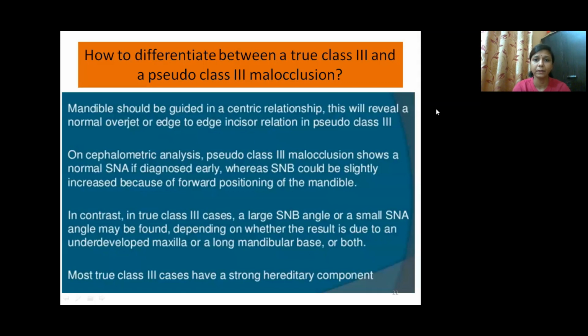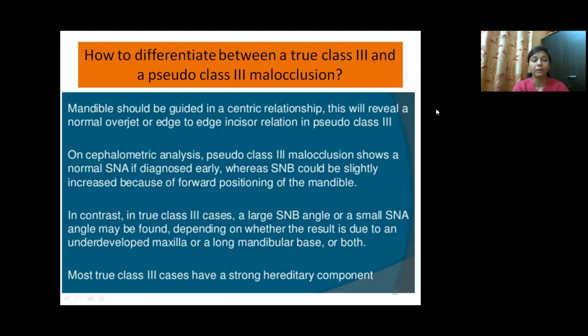How to differentiate? The mandible should be guided into centric relation. This will reveal a normal overjet or edge to edge incisor relation in pseudo class 3. And in the cephalometric analysis, pseudo class 3 malocclusion shows a normal SNA, that is, the maxillary base is normal. Whereas SNB could be slightly increased because of forward positioning of the mandible.